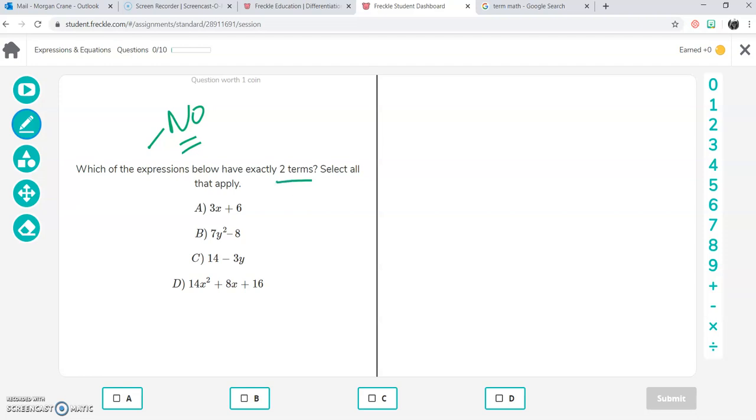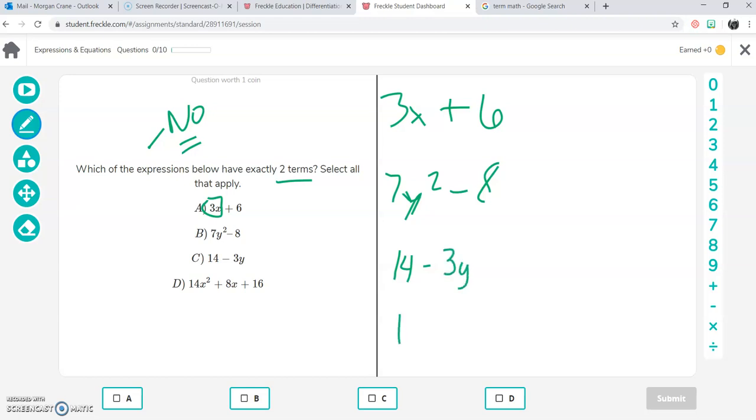So terms are these little guys. So anything that you see. So 3x is a term. Then we have plus 6. So I'm going to write all the problems out here to the side, and we're just going to go through them one by one. So that's 3y minus 8. Sorry that my handwriting is atrocious. This is really hard because I don't have a good stylus for this. And then 14x squared plus 8x plus 16.